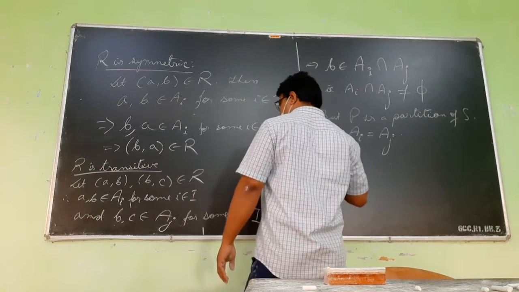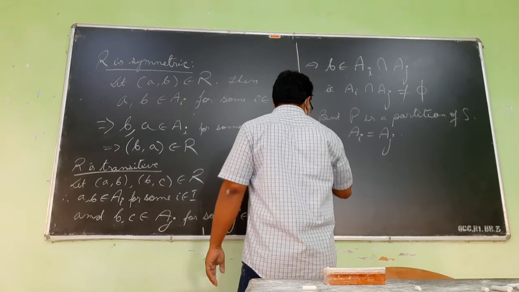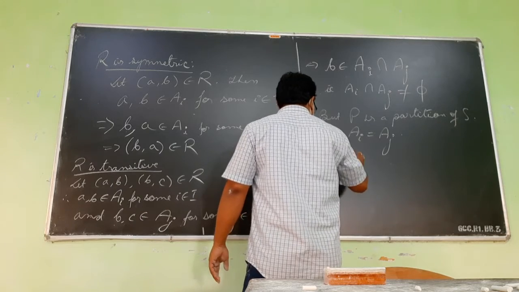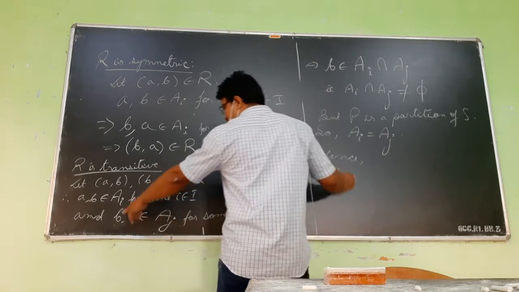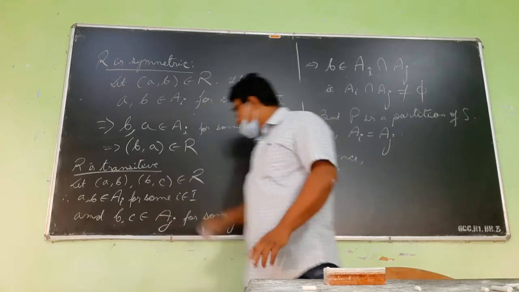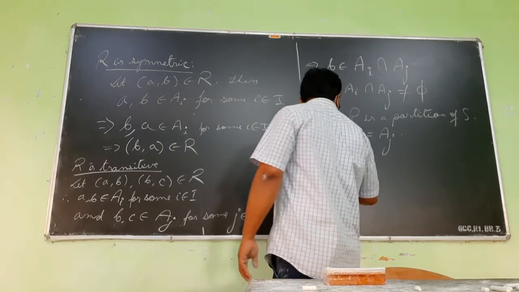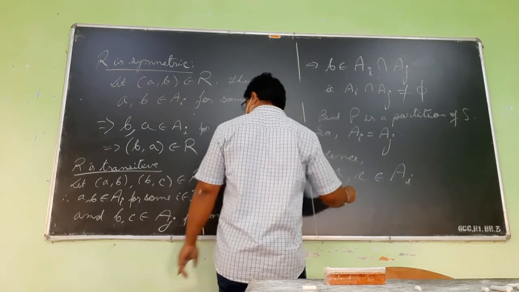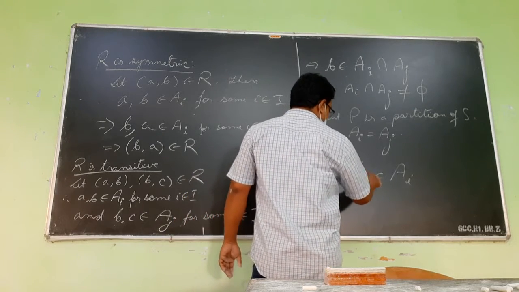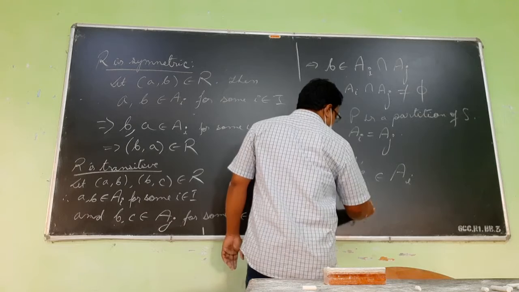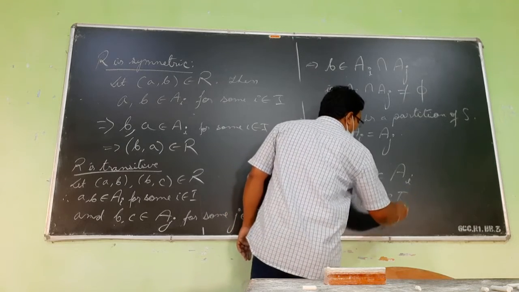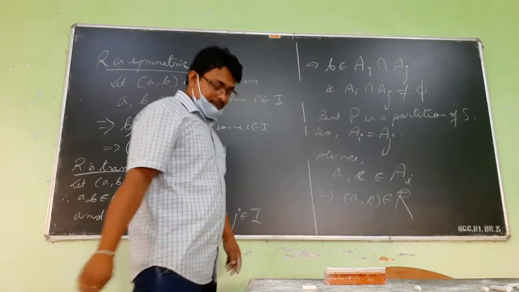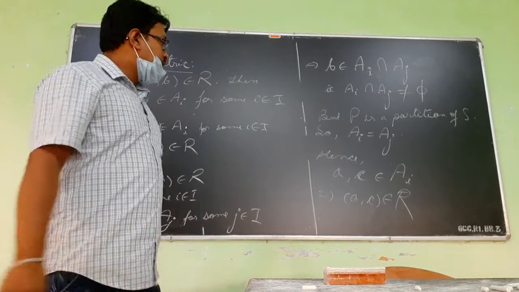So A_I should be equal to A_J. Hence we can say A and C also belong to the same A_I. Hence (A, C) belongs to A_I. So that is, (A, C) belongs to R. A and C are related. So this is an equivalence relation.